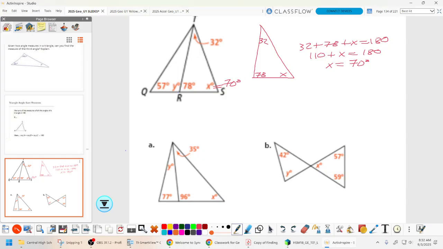Anybody seeing a better way? Well, here's what you need to see. Even though it's part of a triangle, that is a linear pair. So what is true about y and 78?